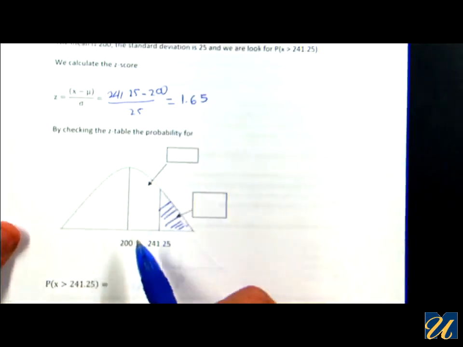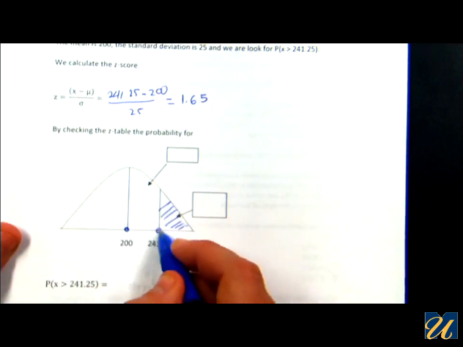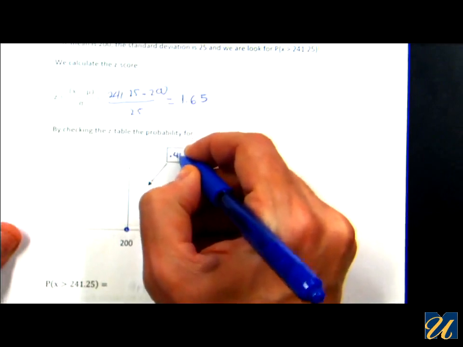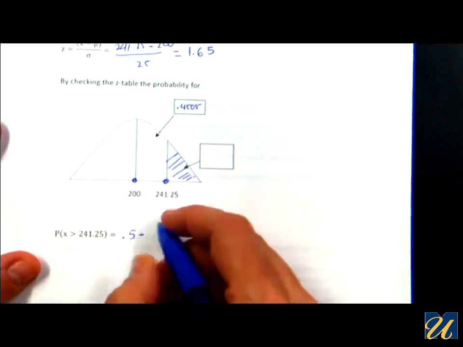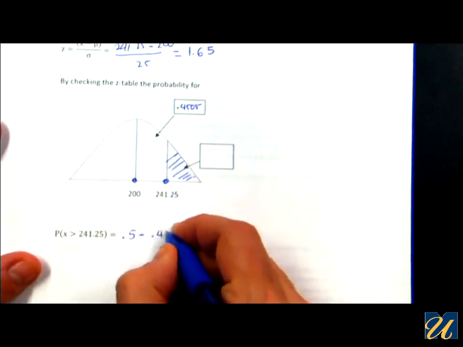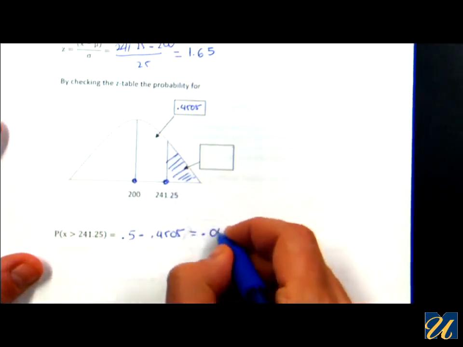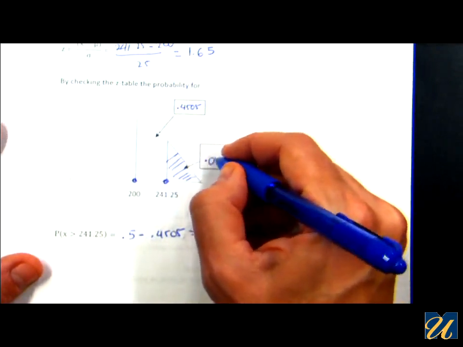This is when you check on your table for 1.65. 1.65 will give you the area from the mean to the value. In this case, it's going to be 0.4505. And since I'm looking for a tail, I'm subtracting from 0.5. 0.5 minus 0.4505. This will be equal to 0.0495. So the answer will be 0.0495.